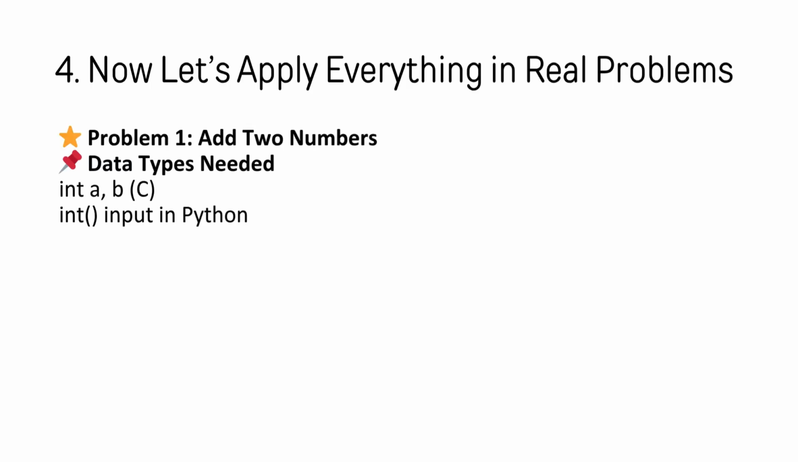Now let's apply everything in real life problems. In problem one, we just want to add two numbers. So adding two numbers means suppose we want to add the numbers 5 and 10. So 5 and 10 will be stored into variables. Then we will get the output as 5 plus 10 is equal to 15.